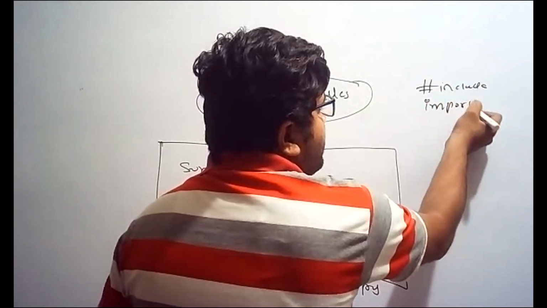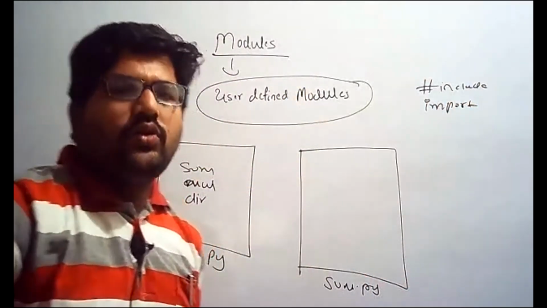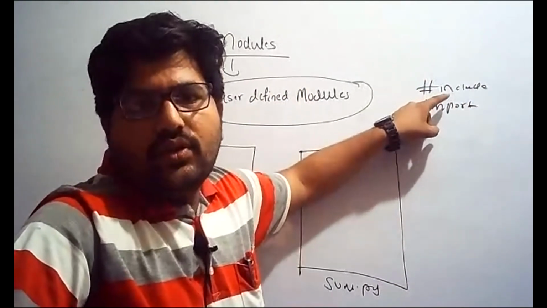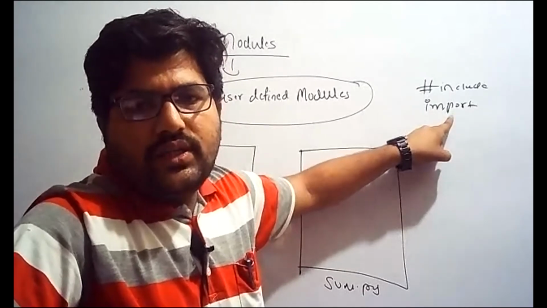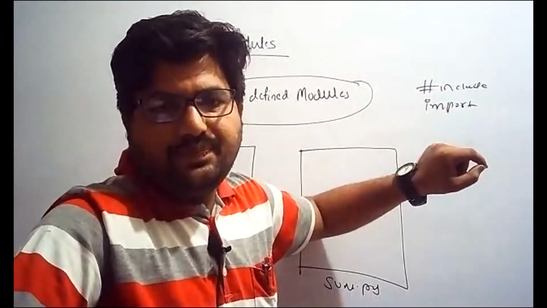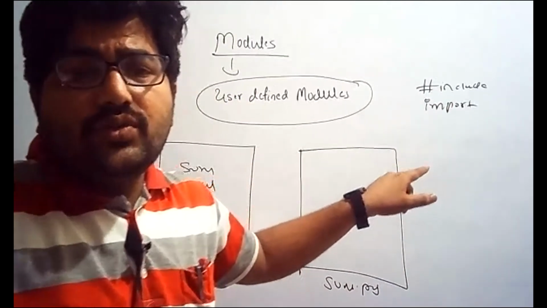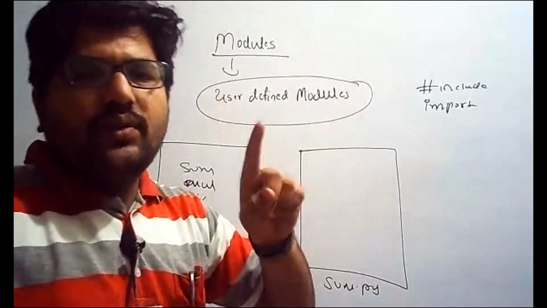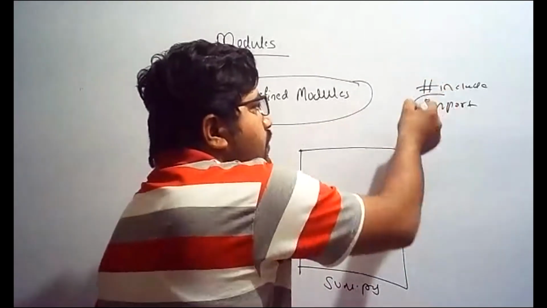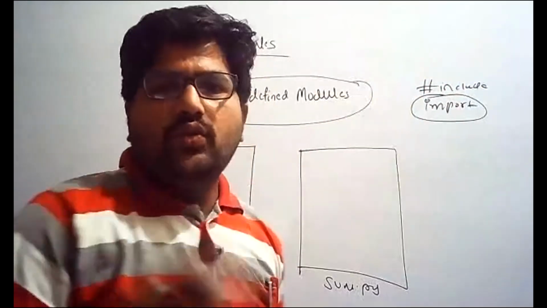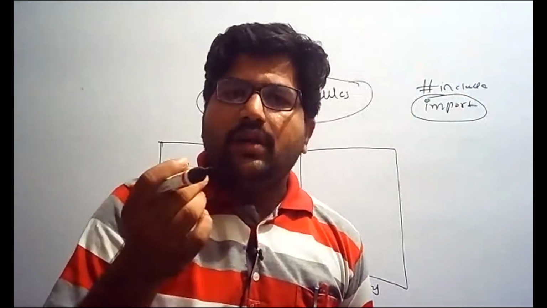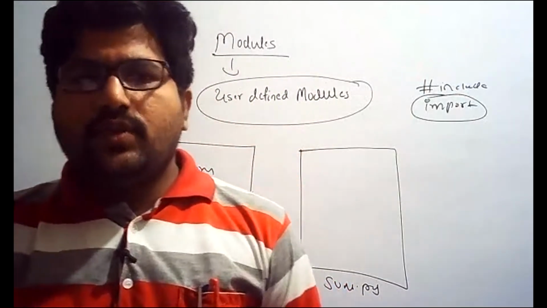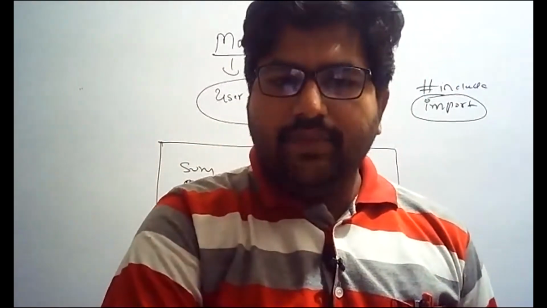Correct? To extract the library, we are going to use hash include. To extract the thing, I am going to use import. Here what we need to use, sir? Here also you are going to use the import function. There are two methods to call the modules. There are two types of methods. Let me learn one by one.